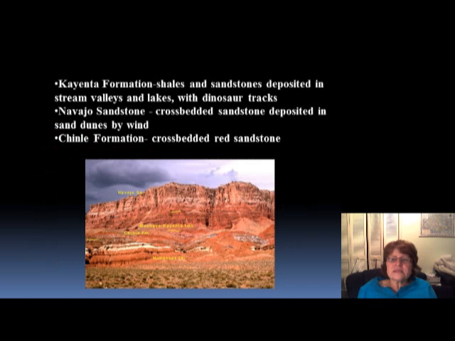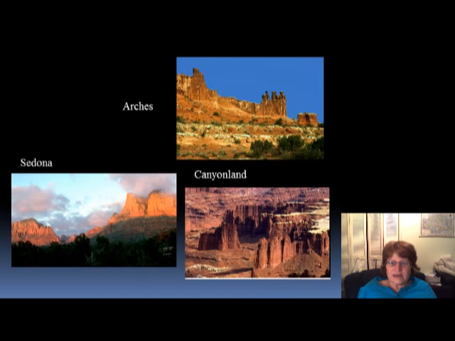There is a place called Sedona. Actually, this is a picture from Sedona. There are three more formations you can see here. On this slide, they show the Chinle, the Navajo, and the Kayenta formations. Anywhere you go in that area, you will see these formations just about everywhere, like at Arches National Park, Canyonlands, and Sedona.